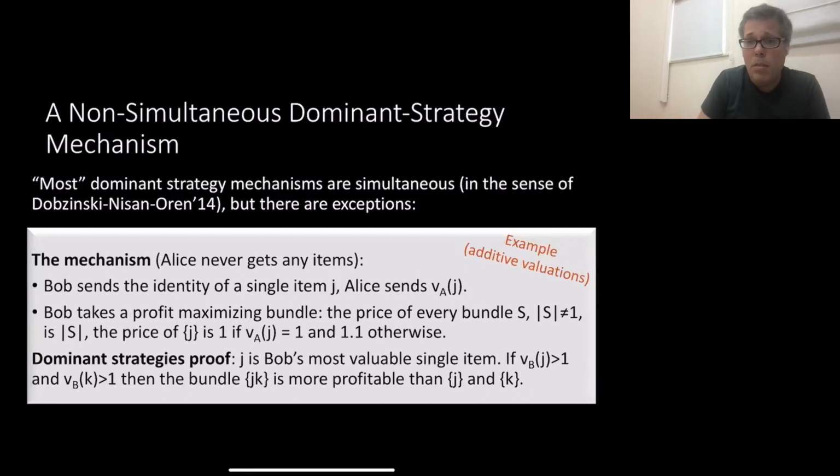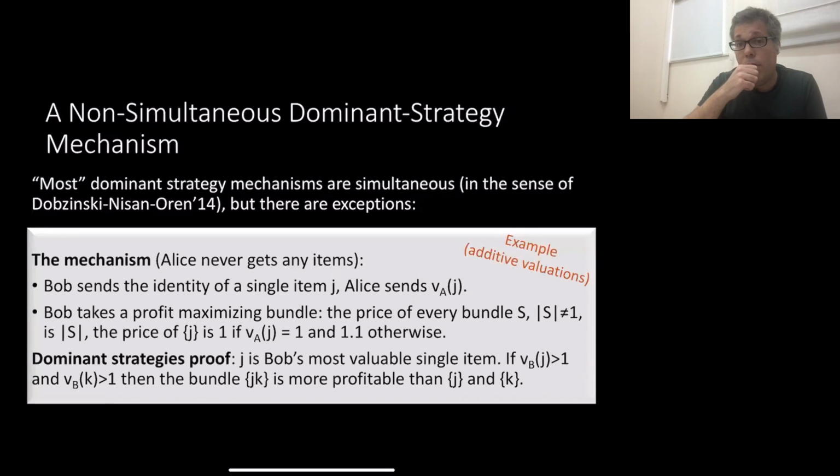And note that this mechanism is really not a simultaneous mechanism. Bob sends some item first, and only then Alice gets back to him with the answer. But it's a bit cheating because Alice is completely excluded. I mean, I could describe another mechanism which is not simultaneous, where Alice is completely excluded, and then I just add some fake iterations just to make it sequential or not simultaneous.